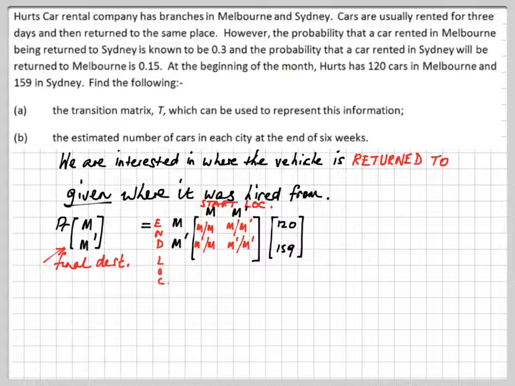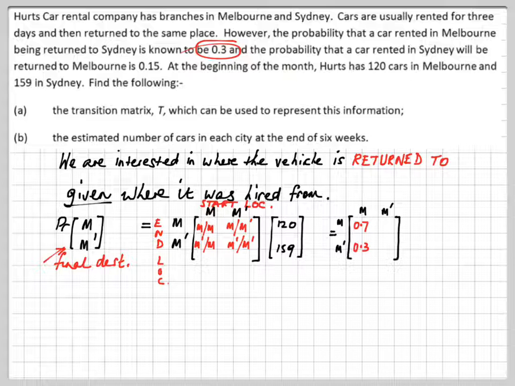Now, guys, we're nearly there. We've just got to put in the numbers now. Okay, now, what was the Melbourne thing? 0.3. Now, what does it say there? That's a car rented in Melbourne being returned to Sydney. That means not Melbourne given Melbourne. Do you agree with that? Okay, I'll say it again. A car rented in Melbourne, returned to Sydney. So that means it's returned to not Melbourne, given that it came from Melbourne. Okay? Now, where's that one? It's there. Therefore, the other one in that column must add up to 0.7.